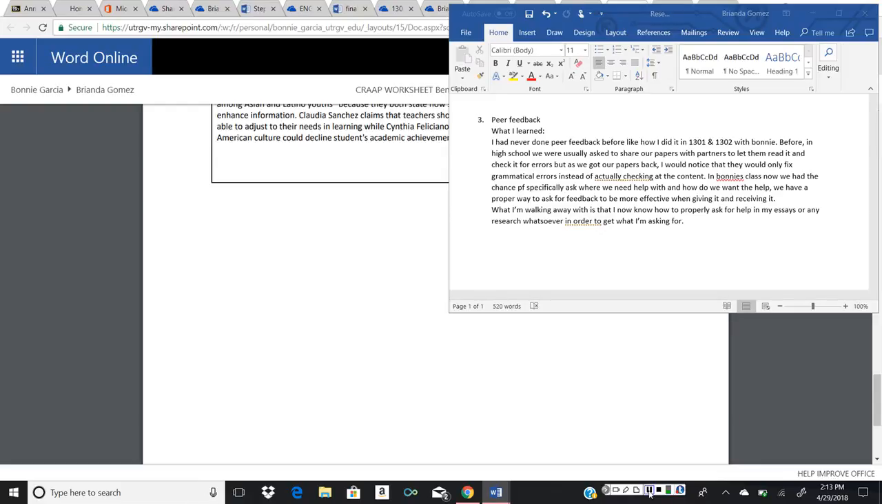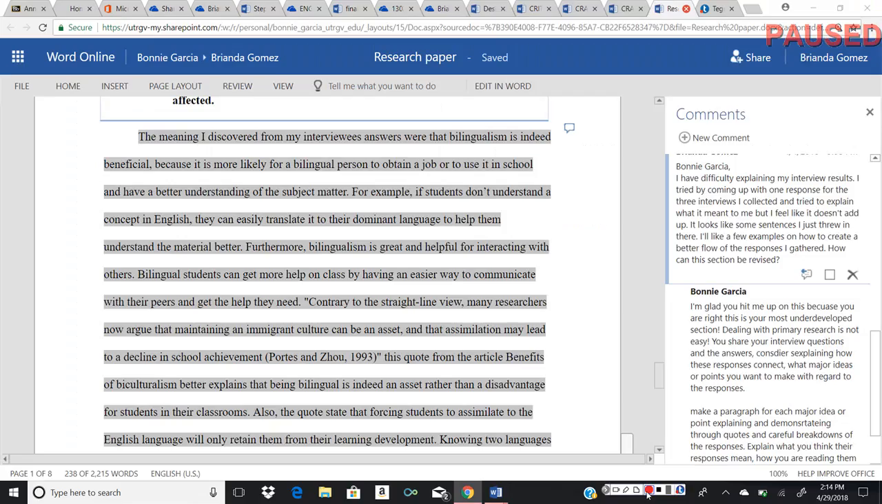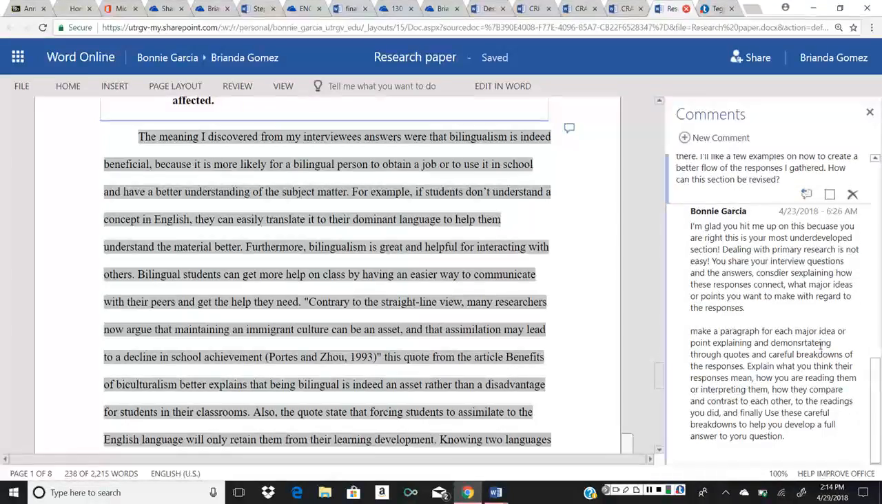In Bonnie's class, now we had the chance to specifically ask where we need help with and how we want the help. We have a proper way to ask for feedback to be more effective when giving it and receiving it. Here's an example of how I asked Bonnie for help, and I told her where I was having trouble explaining my interview results and what I've tried, what I've already done, and what I want her to help me with.